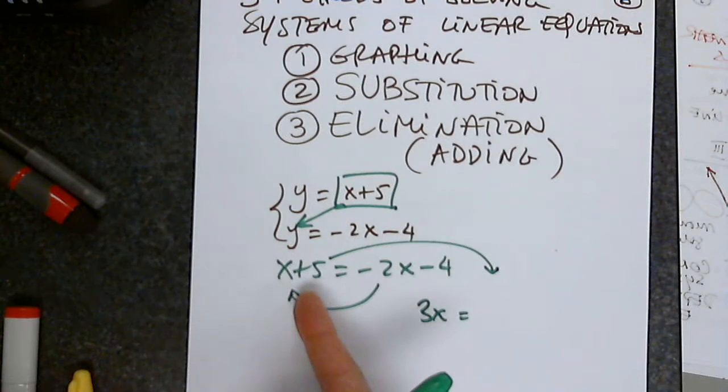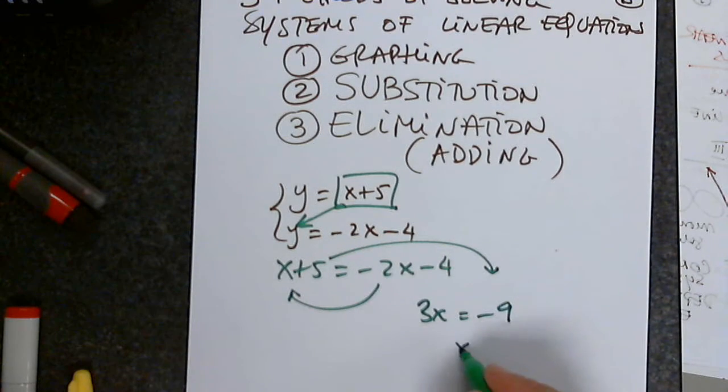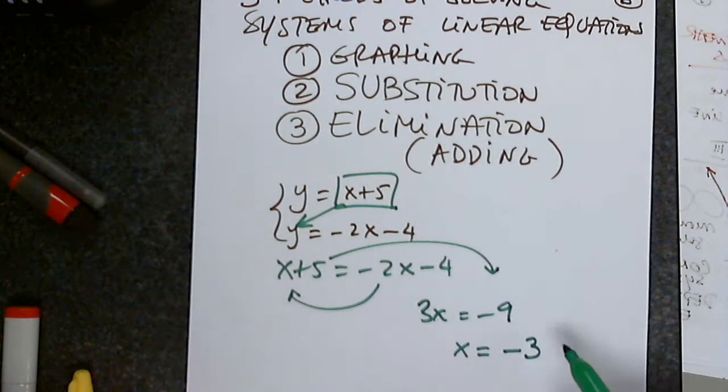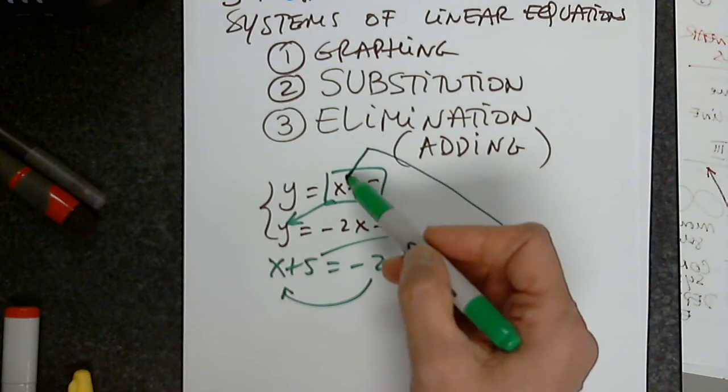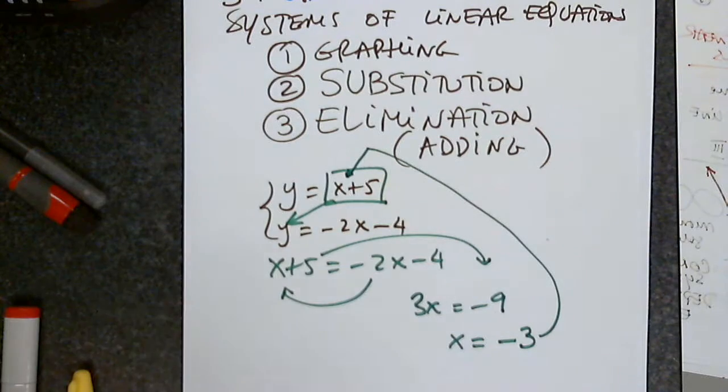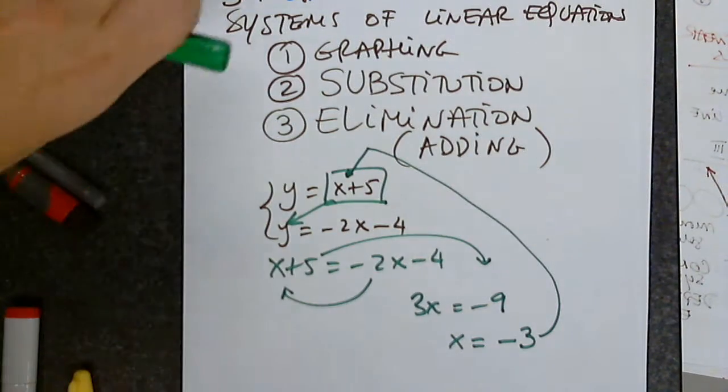But it has to be negative. So negative 9. So then x must be negative 3. Then I go back and replace anywhere you want. That's the easiest thing to do. So if x is negative 3, how much is y?